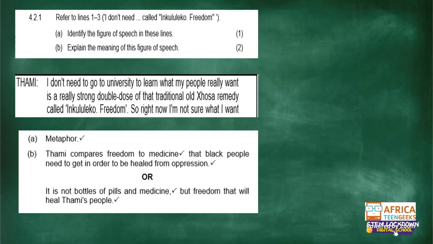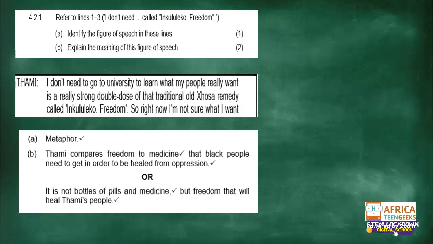Okay. So Tammy compares freedom to medicine. As you can see, he says, I don't need to go to university to learn what my people really want is a really strong double dose of traditional old Xhosa remedy called Inkululeko. So he is saying that he doesn't want to go to university to learn that what he really wants is a strong double dose of traditional old Xhosa remedy called Inkululeko. And Inkululeko is called freedom in English, okay? So he has just made Inkululeko sound as if it is a medicine.